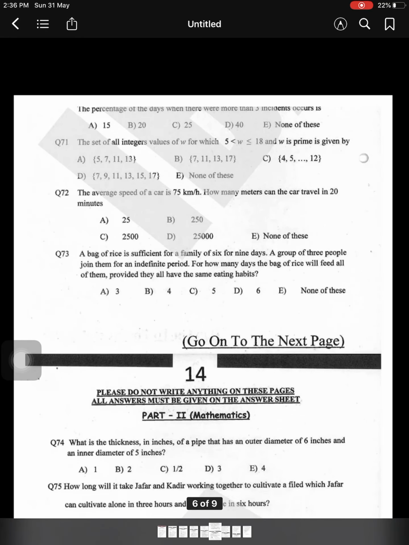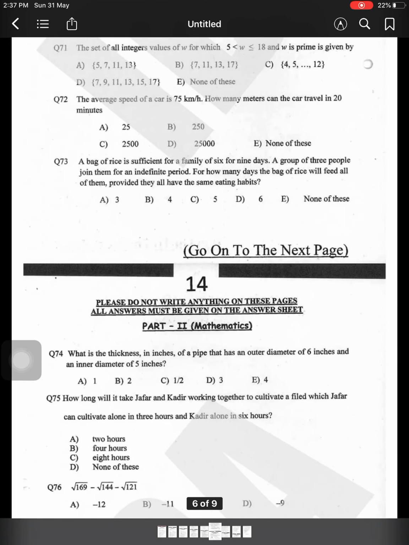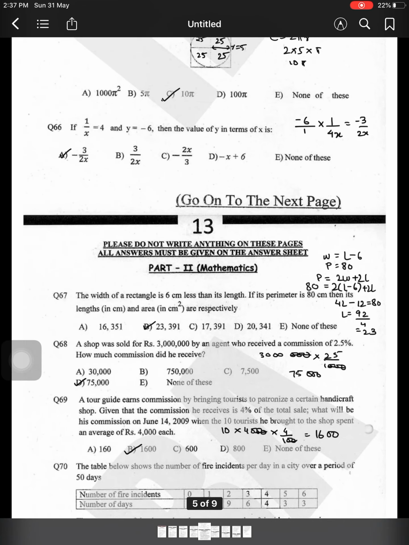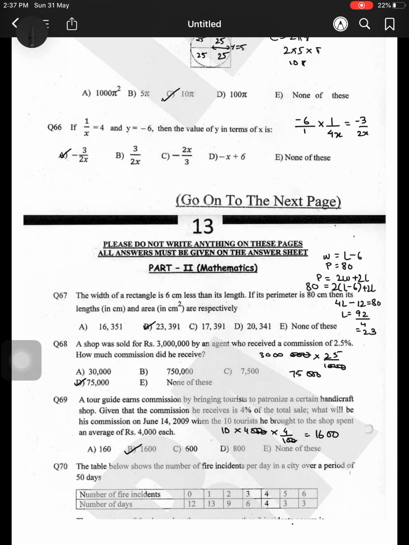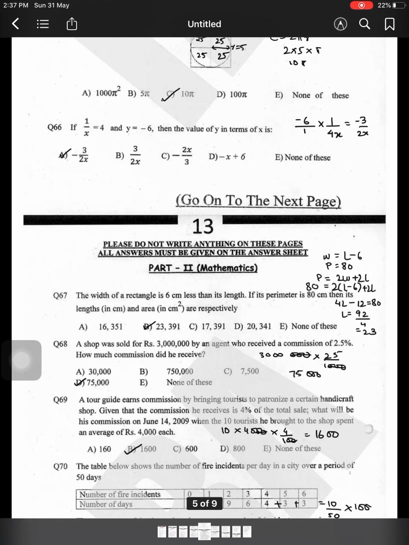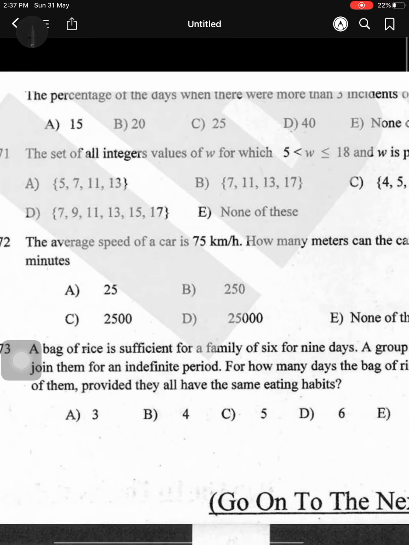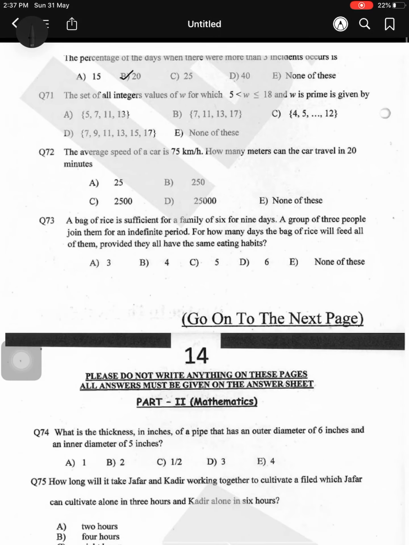In this next question, he says to find the percentage of the days when there were more than 3 incidents. Okay. So he's asking about the number of days, right? So more than 3: 4 plus 3 plus 3 gives us 10. 10 upon the total number of days, which is 50, multiplied by 100 because it's talking about percentage, which gives us 20. So the answer is B.